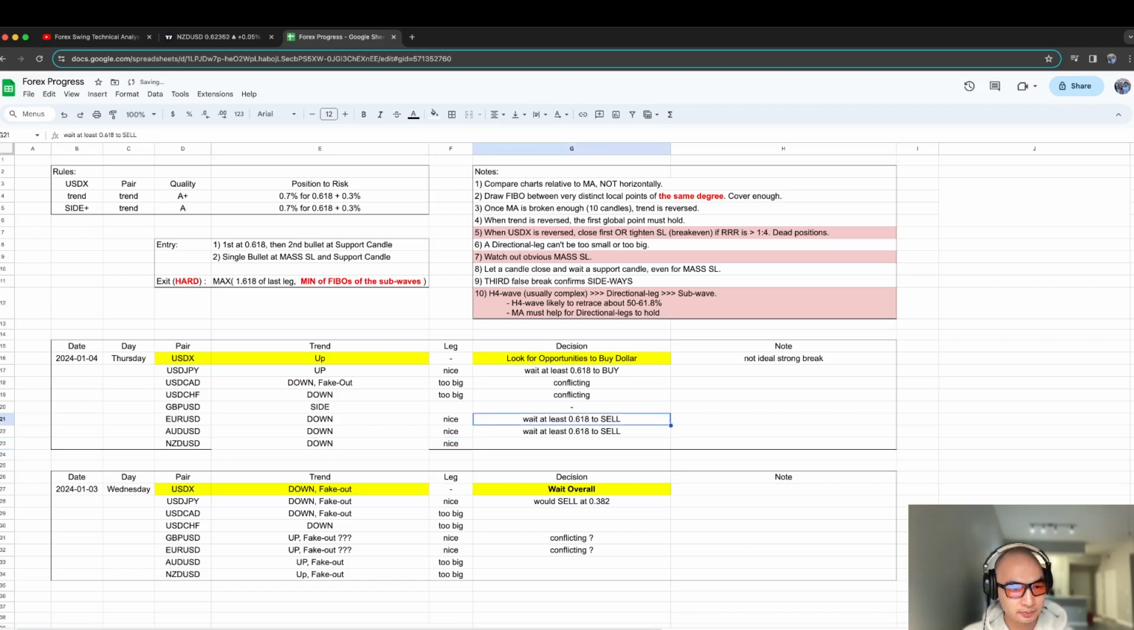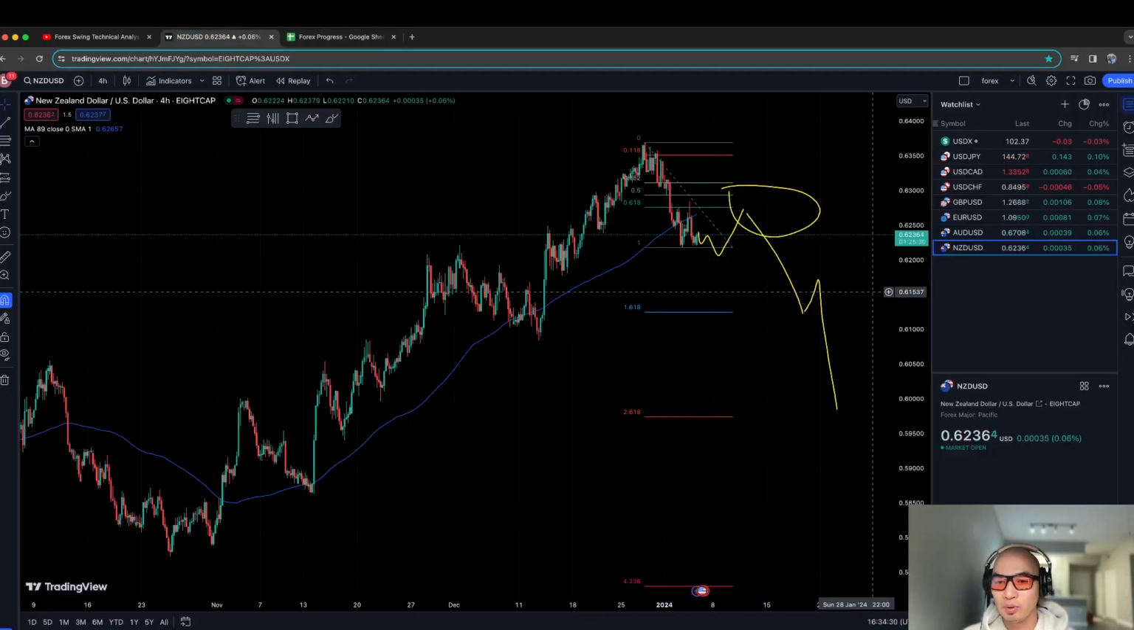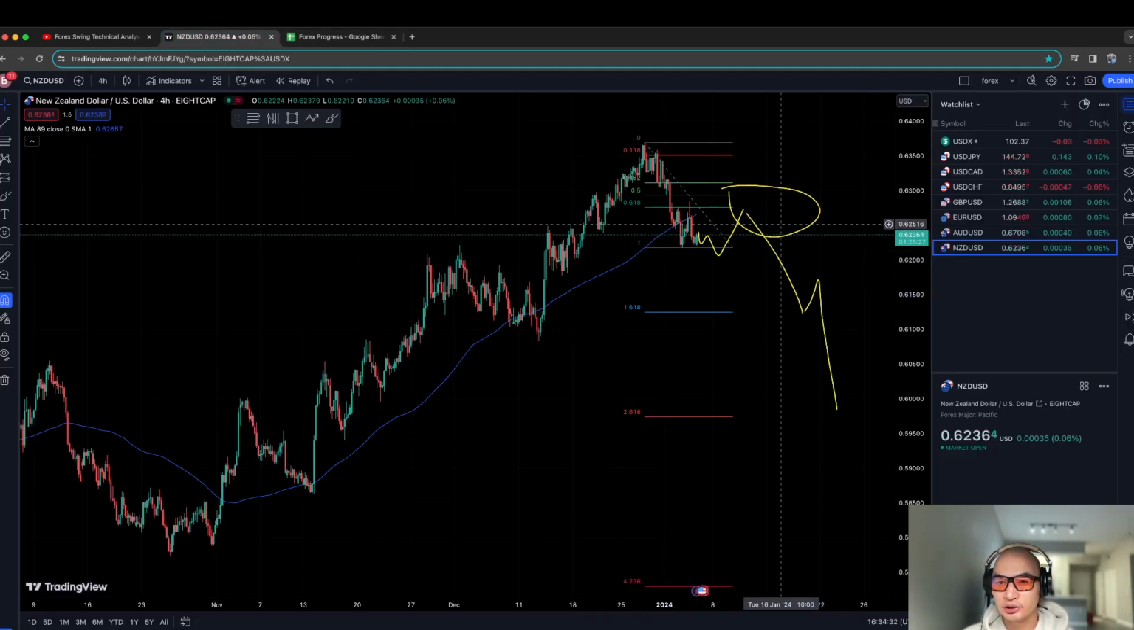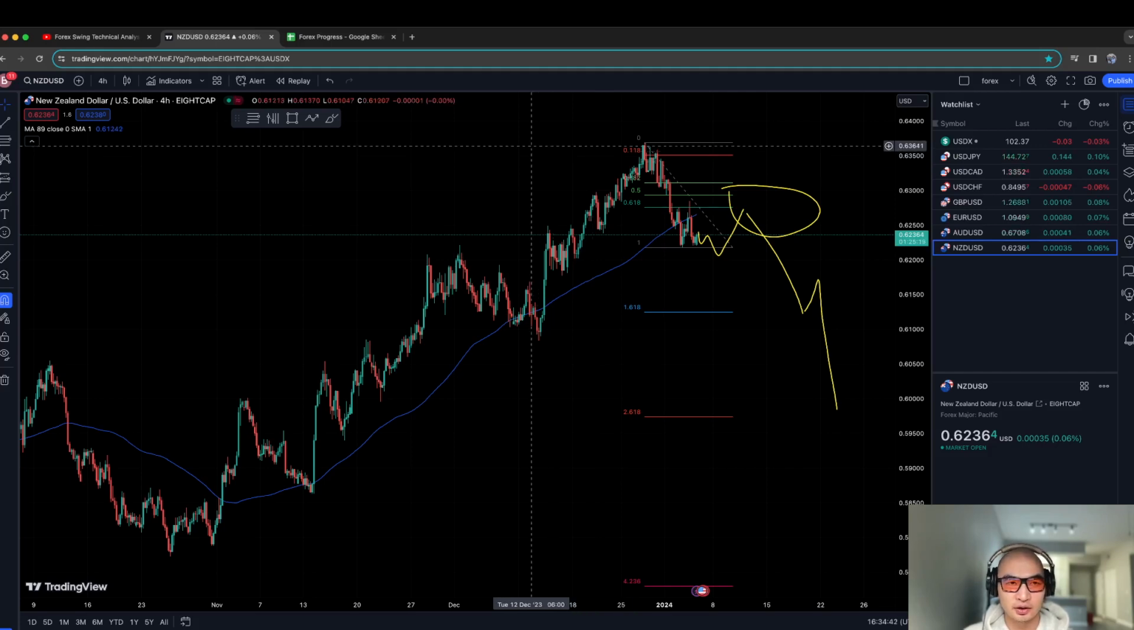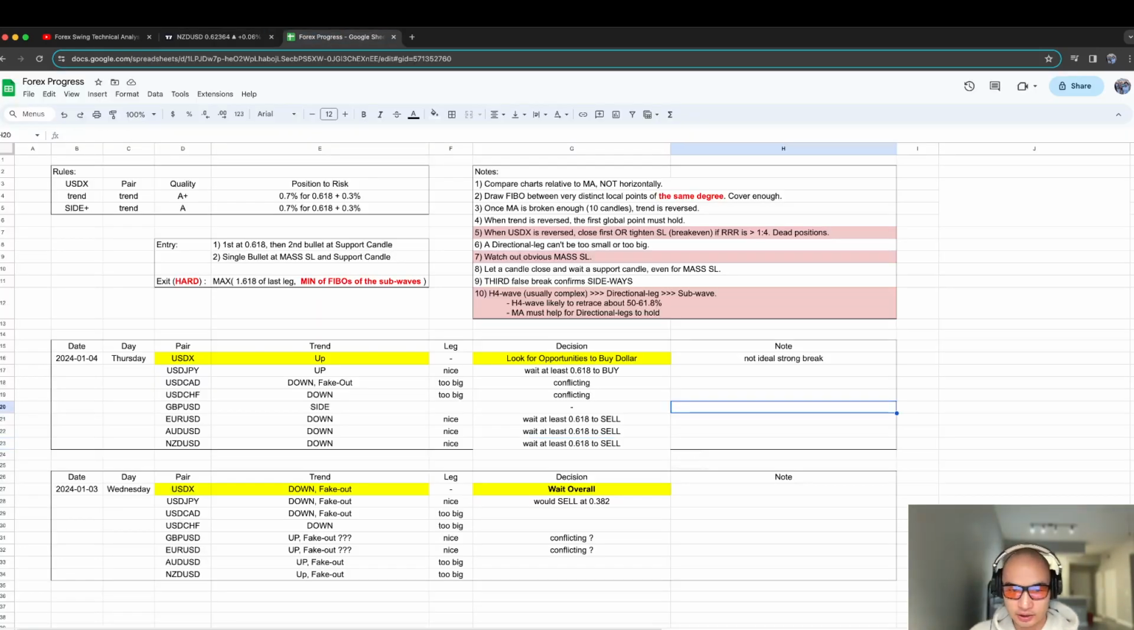So down, nice. Wait at least 0.61 to retrace. Then I'm going to start selling the New Zealand dollar USD, meaning that the dollar will strengthen against the New Zealand dollar. Okay, so that's my plan for tomorrow and the next few days, and I really look forward to how it's going.